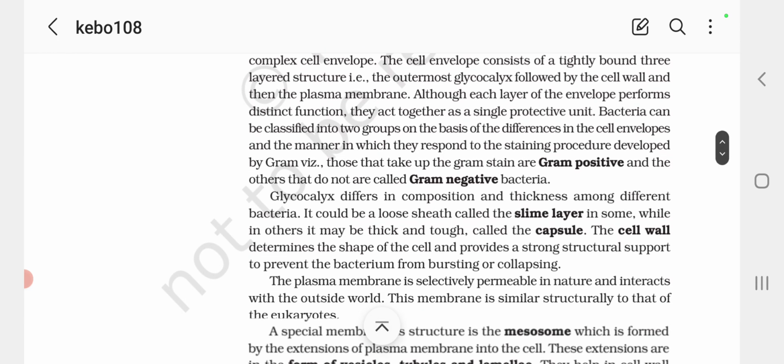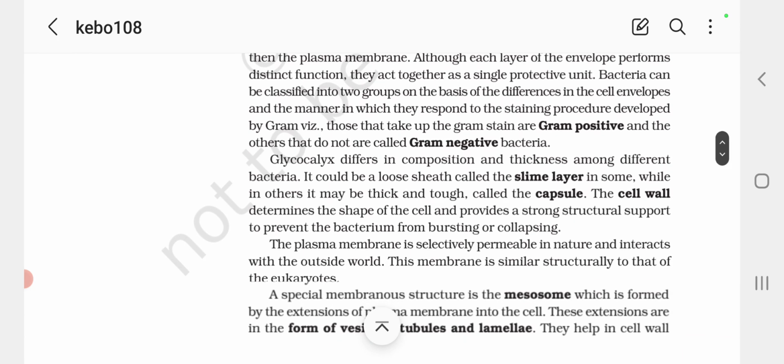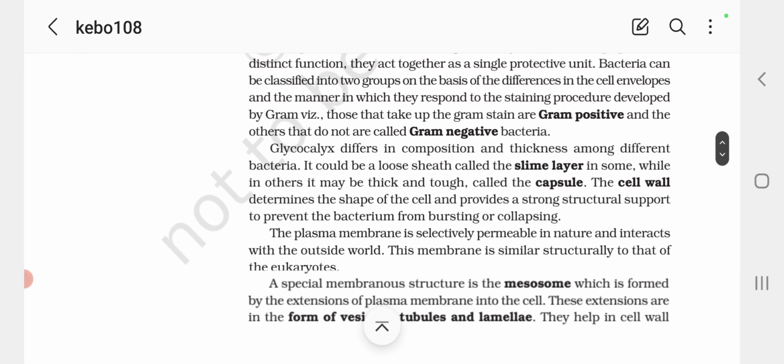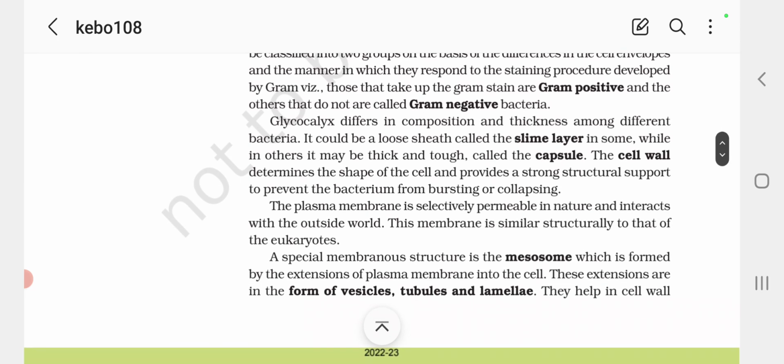The cell envelope consists of a tightly bound three-layered structure: the outermost glycocalyx, followed by the cell wall, and then the plasma membrane. Although each layer of the envelope performs distinct functions, they act together as a single protective unit. Bacteria can be classified into two groups on the basis of the differences in the cell envelopes and the manner in which they respond to the staining procedure developed by Gram.